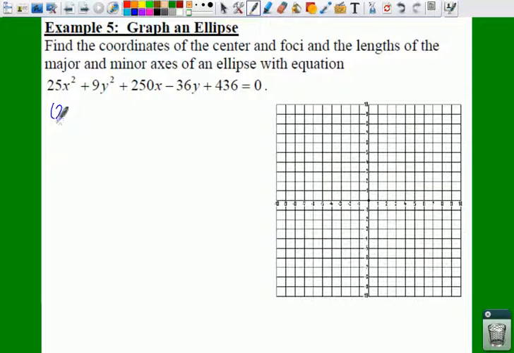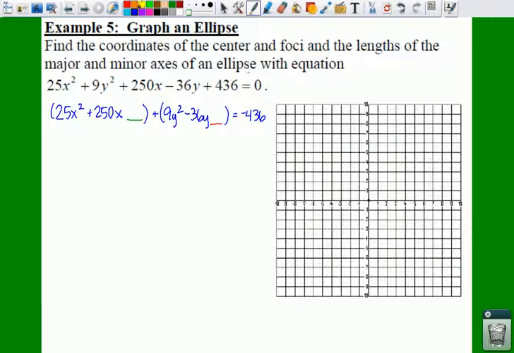So if we say 25x squared plus 250x, and we're going to leave a space. Actually, maybe let's make that green. Leave a green space here. Looks like in order to complete the square, we are going to have to factor something out. Let's group your y's together. So you're going to have a 9y squared minus 36y. And we'll leave a space for the red blank maybe. And this is going to be equal to, we're going to subtract 436 from both sides.